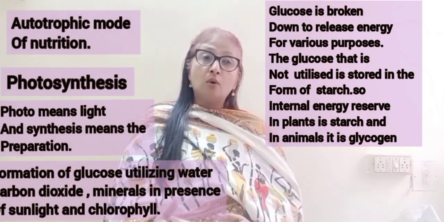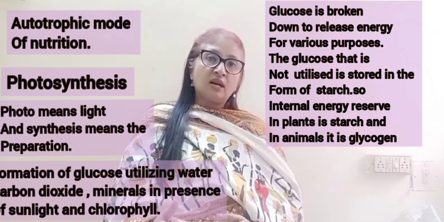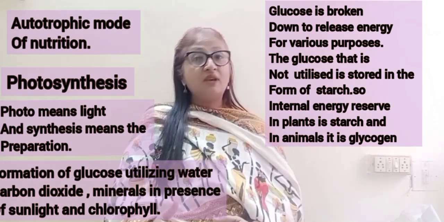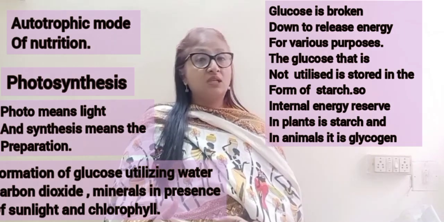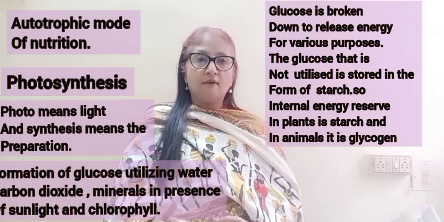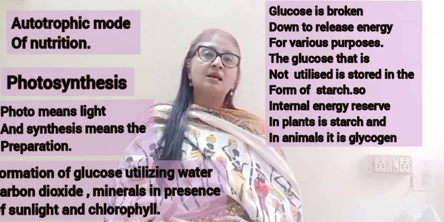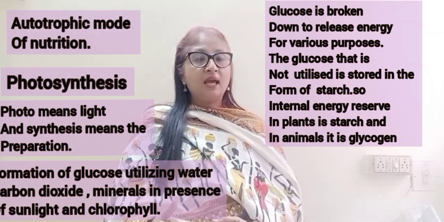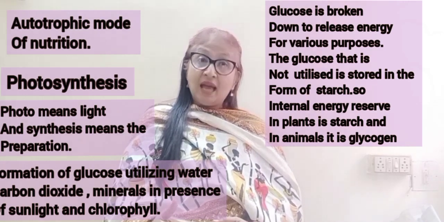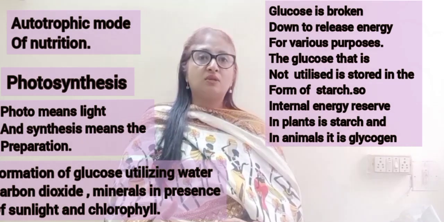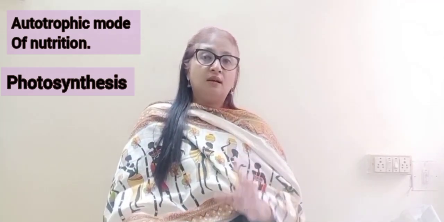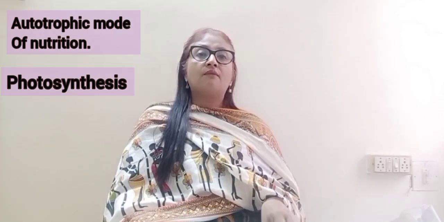But all of the glucose that is produced is not required immediately. Part of it is stored. So in which form is it stored? It is stored in the form of starch. So the internal energy reserve in plants is known as starch, while the internal energy reserve in animals is known as glycogen. Now let us see what is the chemical equation for photosynthesis.